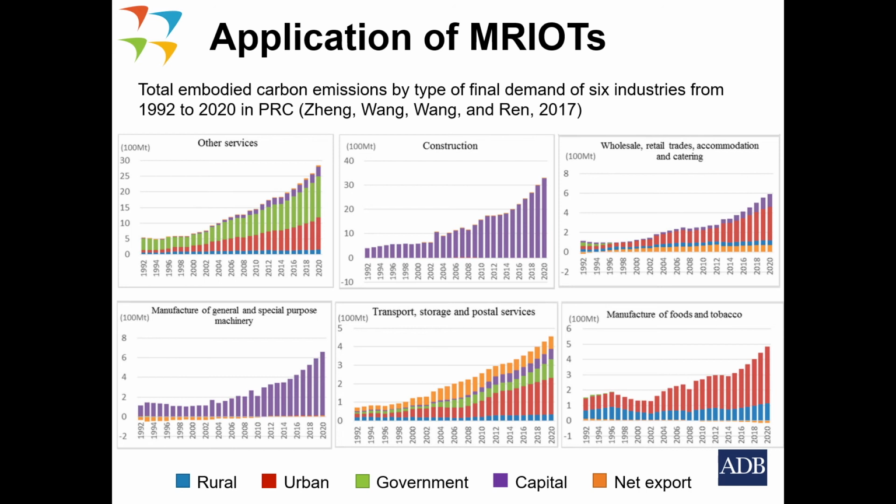Some studies estimate the footprint of production activities using the multi-regional input-output table. Here is a study by Zheng, Wang, and Ren using the input-output table of PRC. They found that the industries which contribute significantly to the economic well-being of PRC also contribute significantly to total carbon emissions, albeit the embodied carbon emission multipliers for most industries are decreasing, while the industrial carbon emission structures of PRC did not significantly change over time.